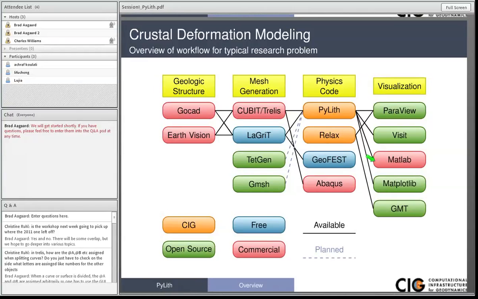An alternative to MATLAB is Matplotlib, which is a Python-based tool for plotting. It's designed to look a lot like MATLAB, so if you know MATLAB, it's pretty easy to pick up on Matplotlib. And Relax generates both the VTK output that can be looked at in ParaView as well as GMT type files.